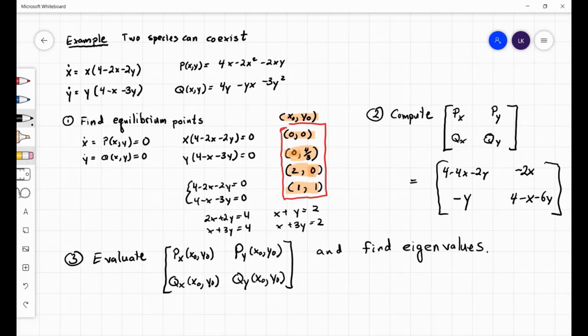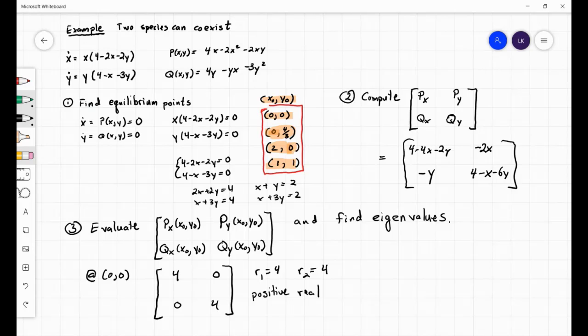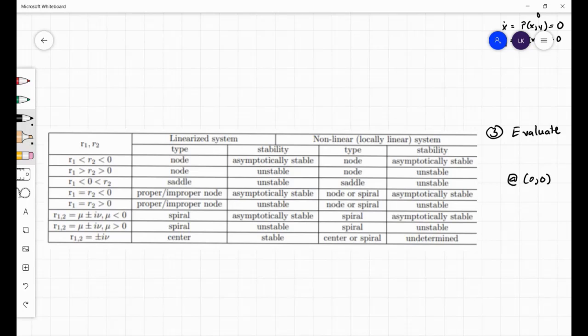At the equilibrium point at the origin, you see that our matrix is a diagonal matrix, and the eigenvalues of a diagonal matrix are just the diagonal entries. So the eigenvalues are 4 and 4. So that's positive and real, so that's an unstable equilibrium. Looking at our chart, we see that the roots are repeated, real and positive. So we have either a node or a spiral, but here the important thing is that it's an unstable equilibrium.